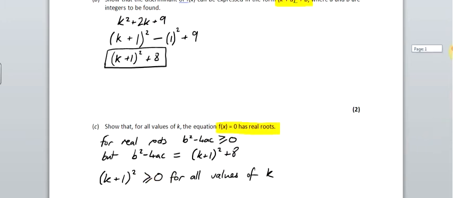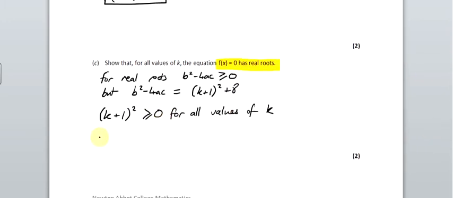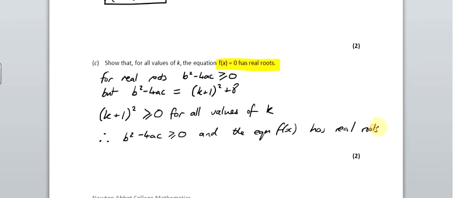And so we can finish off our argument now. We can say that therefore b squared minus 4ac is greater than or equal to 0, and the equation f of x has real roots. And that's question 1 done. On to question 2.